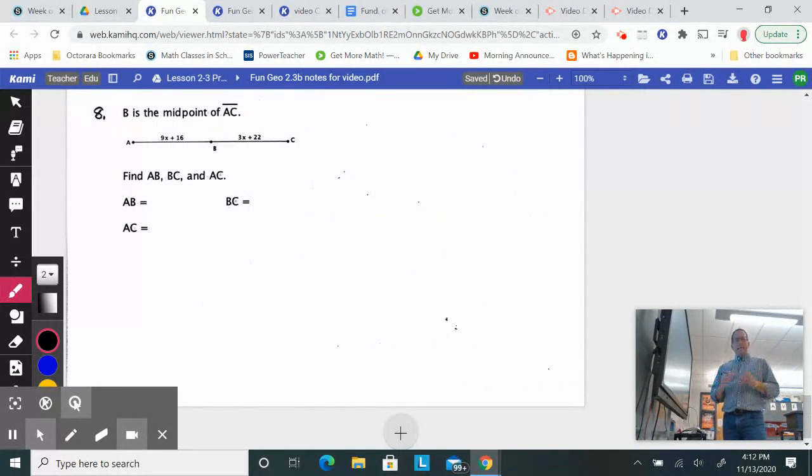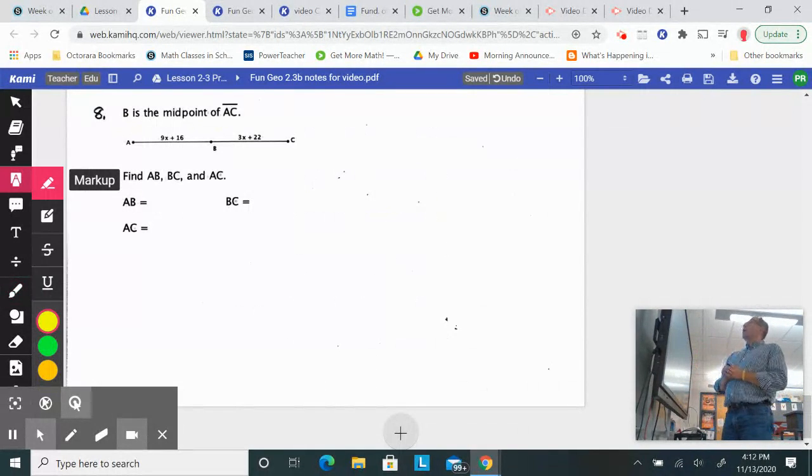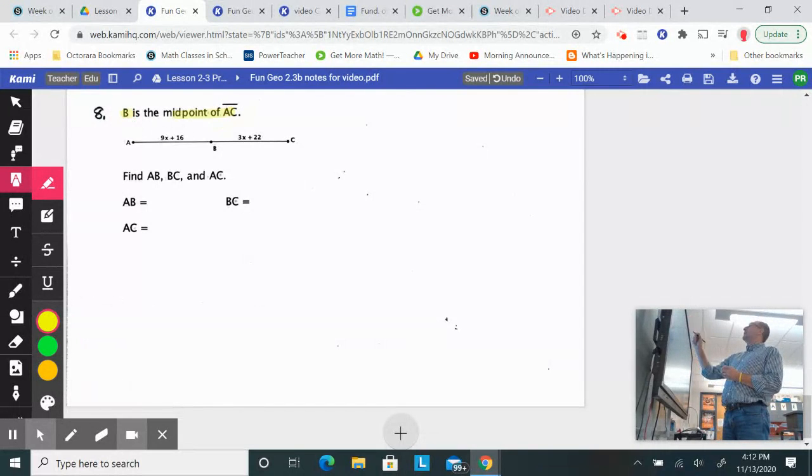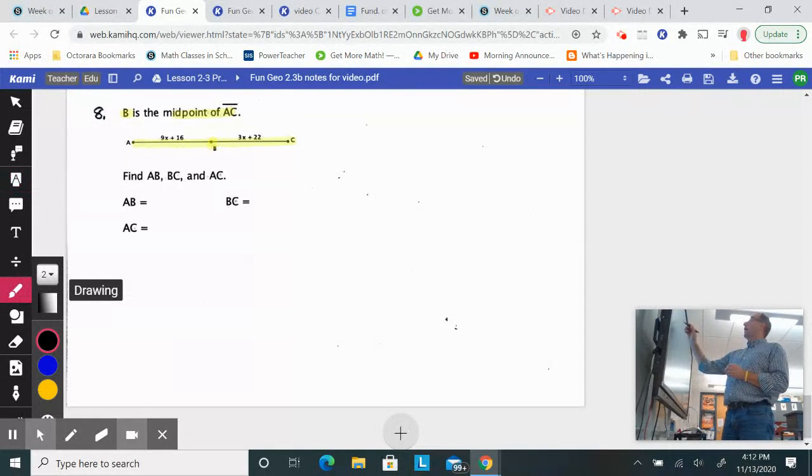All right, last example for this video. We already have B is the midpoint of A and C. We already drew the picture for us. B now we know is in the middle. It looked like it was, but it has to tell us, and it tells us it's the midpoint. So right off the bat, I know that distance from A to B has to be the same as B to C.